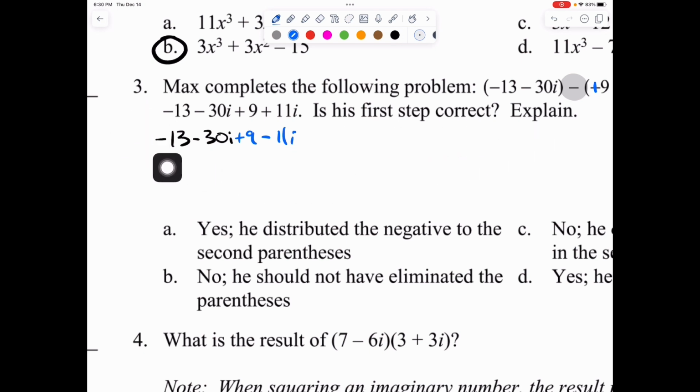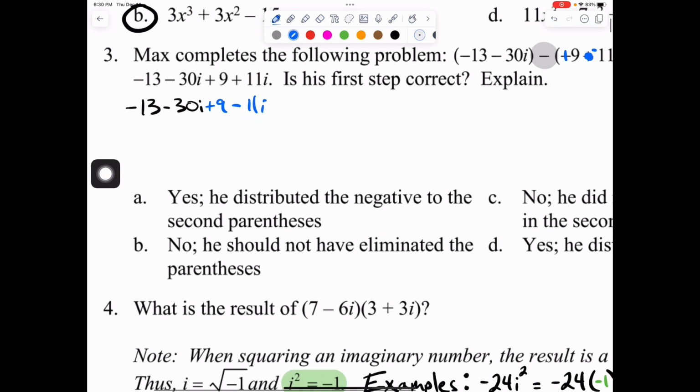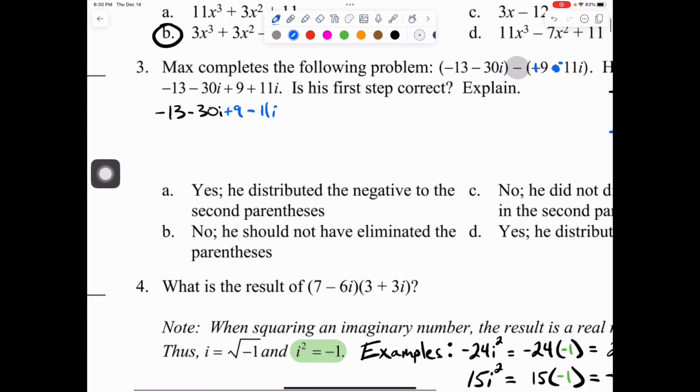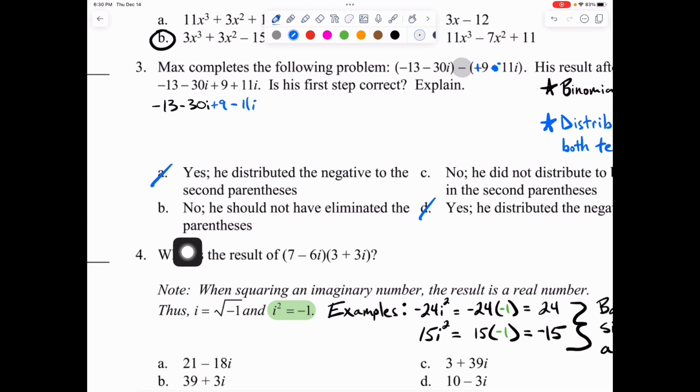Negative 13, negative 13, negative 30i, negative 30i, plus 9 and plus 9, plus 11i and negative 11i. No, it's not the same. So eliminate two answer choices right away. Boom, boom. And let's take a look at answer choice B. No, he should not have eliminated the parentheses.